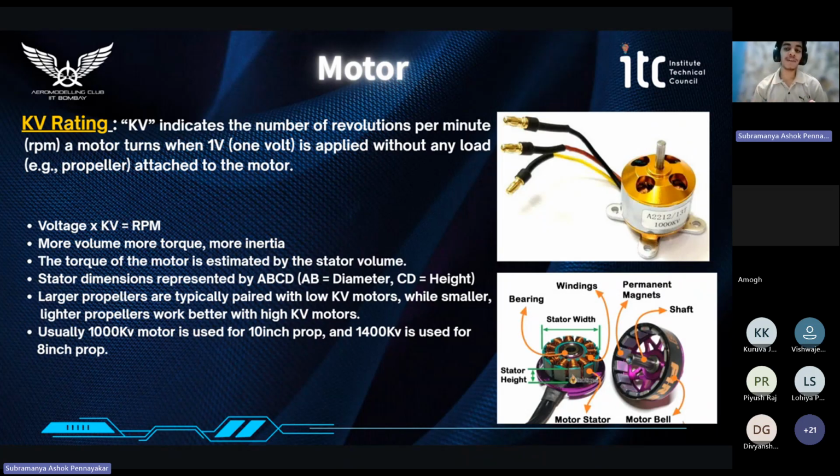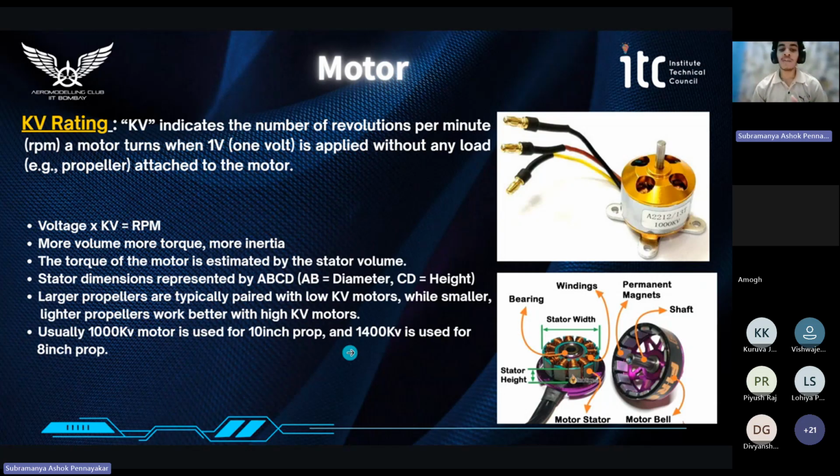For low back EMF, let's say one volt back EMF is generated per 2000 RPM. Meanwhile, for high back EMF, 1 volt is generated per 1000 RPM. If the voltage supply is 10 volts, as you can see here clearly, at 10 volts, the low back EMF motor will have 20,000 RPM, and the one with the high back EMF has 10,000 RPM.